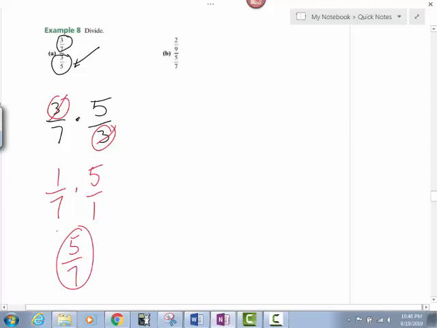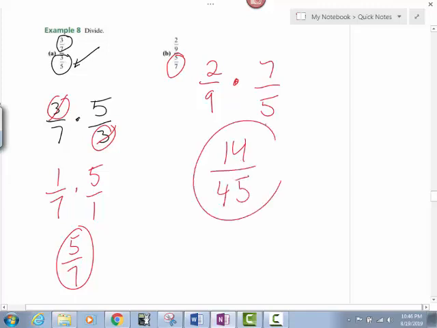Okay. Do the same thing here. Remember, 2 over 9 is my first fraction. Change it to multiply. We're going to flip this guy. 7 over 5. Okay. I can't reduce anything here, so I'm going to multiply straight across. That is a 14. 9 times 5 is 45.